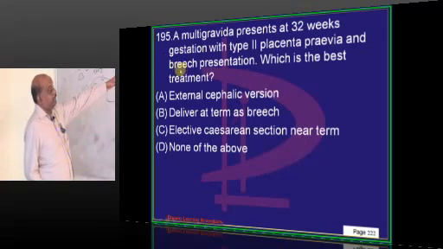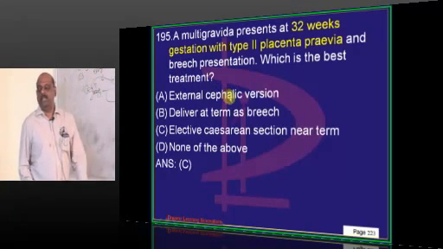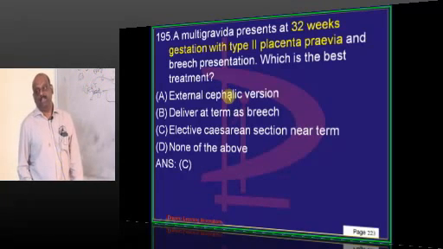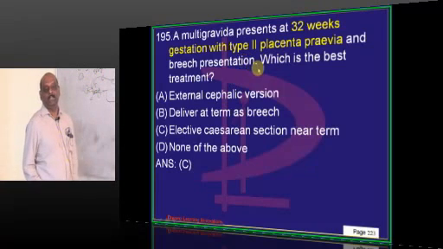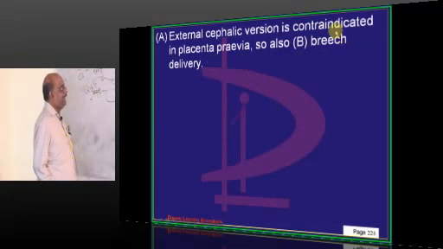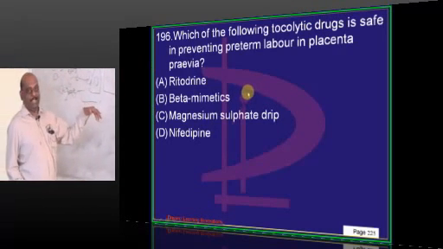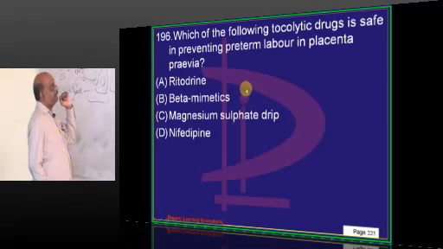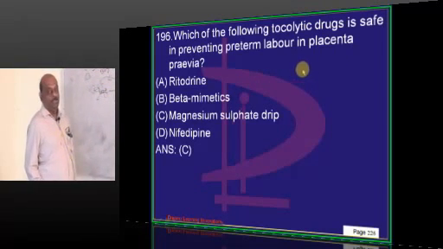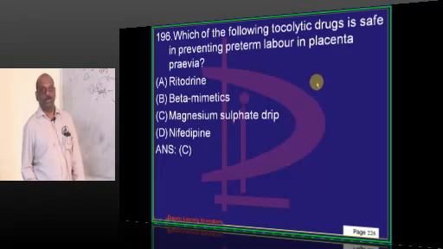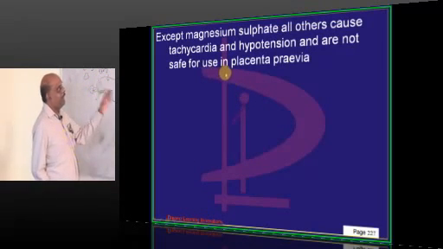And there is a breech presentation. What is the best treatment in this scenario? Elective cesarean section. One of the indications is type 2 placenta previa with a breech presentation is what you need to basically appreciate. Then for a placenta previa, which tocolytic is safe to prevent preterm labor? Magnesium sulfate is the best tocolytic that you can basically use, is what needs to be remembered.